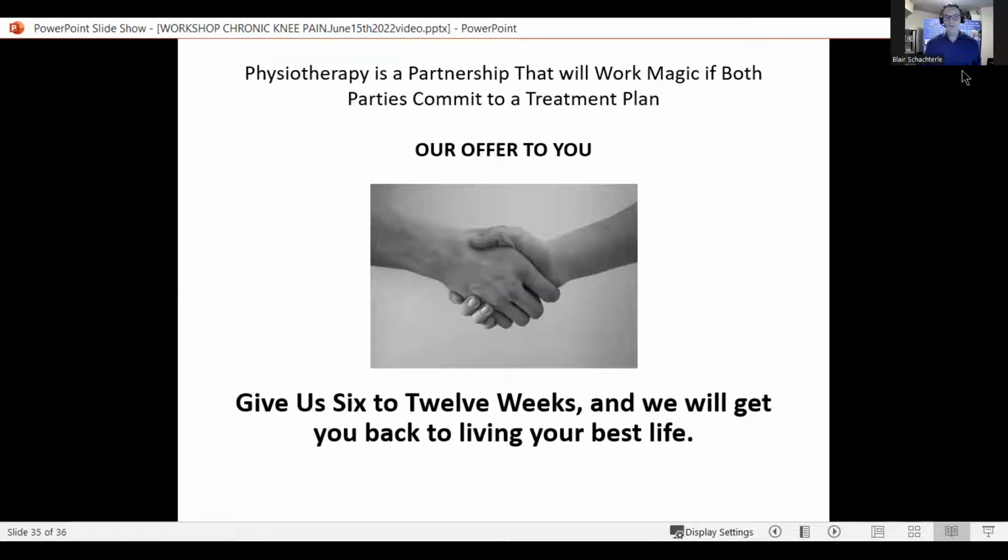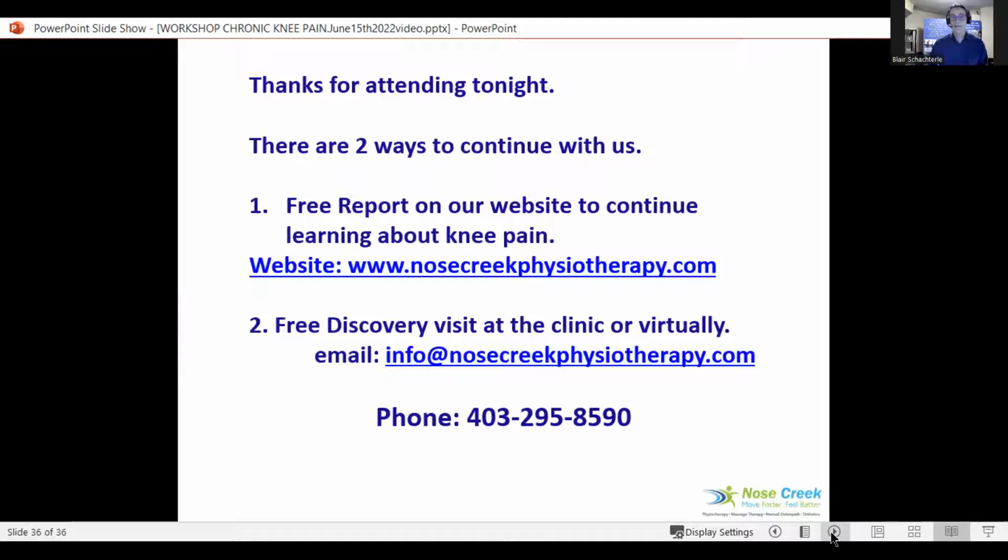So we're getting pretty close to the end, guys. Physiotherapy is a partnership that will work magic when both parties commit to this treatment plan. So that's what we really try to do in the first visit, is find out what's important to you and why you need us to help you with your knees. And if you give us 6 to 12 weeks, I guarantee that we'll get you back to living your best life. And that's really our goal. Because like my dad taught me, life is too short. So you've got to enjoy it and stay active and be active with your family. That's really the key. And friends, of course.